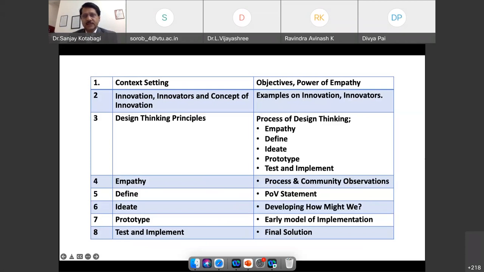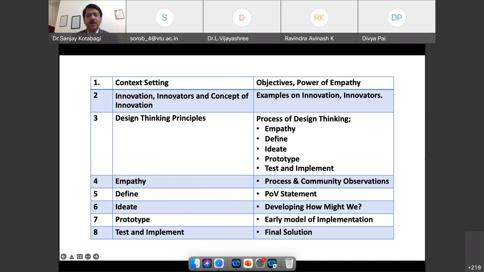Since we are using the Stanford model, then naturally it will have five steps. That is empathy, define, ideate, prototype, test, and implement. Then we will take the phases one by one: empathy, and then define, ideate, prototype, test, and implement. And of course, we can close the workshop by taking the feedback and reflections from the students. So this would be the agenda when I take the students through the workshop mode.